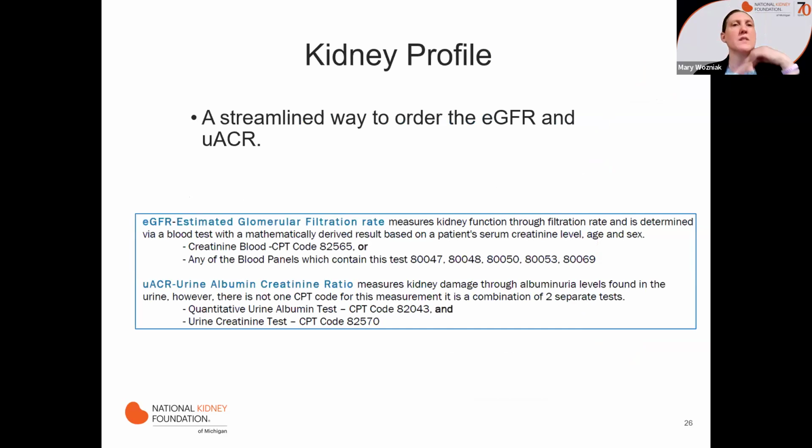So the kidney profile is another way of saying eGFR plus UACR, the two tests together. There are a few labs where this is available as an orderable unit. We're familiar at least with Quest, LabCorp, and Henry Ford in the state of Michigan.